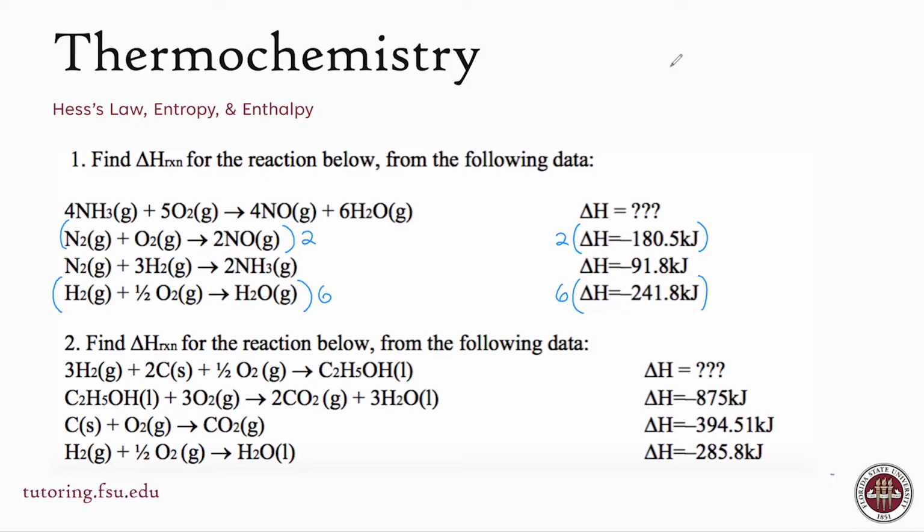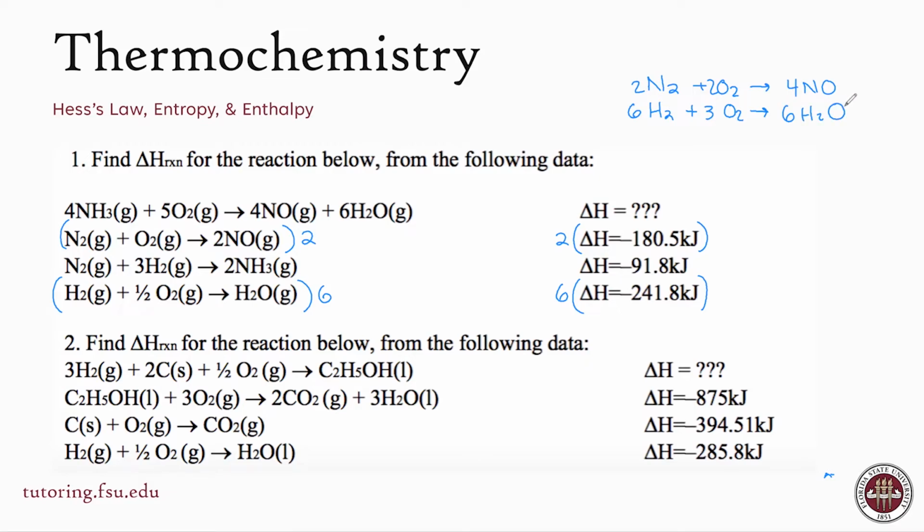So now we have N2 plus O2 goes to 2NO, but we multiplied by 2. So we have our 2, and our 4. And then the third reaction, we did 6H2 plus 3O2 goes to 6H2O.